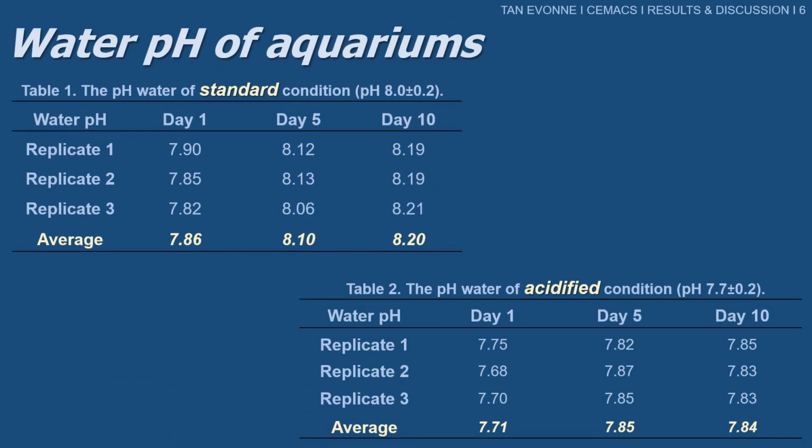These two tables are the pH measurement of the seawater on day 1, day 5, and day 10 for standard condition and acidified condition. We adjusted them using acid and base and kept them at the pH range plus minus 0.2 for both conditions.